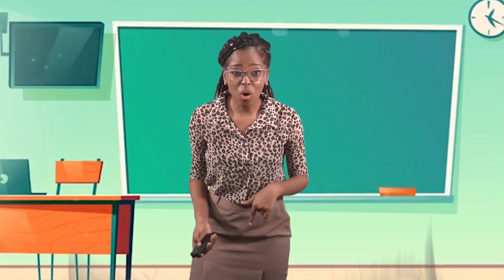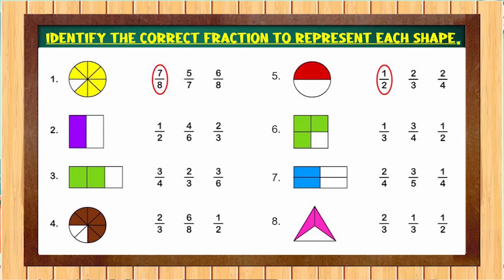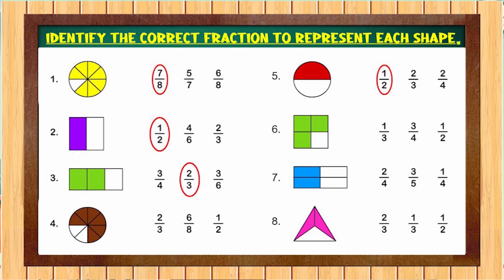Were you able to get all correct? Let's verify. So for number 2, we have a rectangle there. The rectangle is divided into 2 equal parts and one of those parts is shaded. Therefore, the fraction to represent that shape would be a half. Number 3, there's a rectangle again, but this rectangle is divided into 3 equal parts and 2 of those parts are shaded. Therefore, the correct fraction to represent that shape would be 2/3.